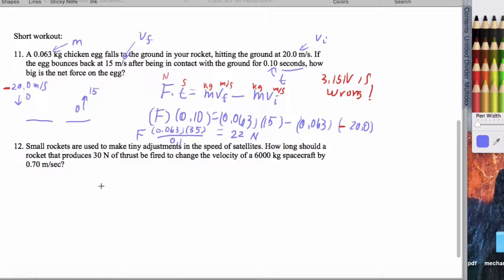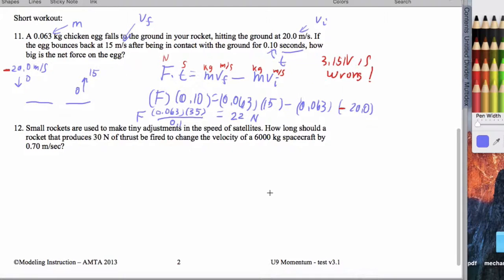So now we got a small rocket. We want to know what the thrust should be to change the speed by 0.7 meters per second. So here we go. This is force. This is mass. This is actually the change in the speed. That's V final minus V initial, is 0.7. A little twist there. I would expect you to be able to figure that out since we say the change in velocity. I have the right to be able to expect that. So 30 times time is going to equal 6,000 times 0.7.